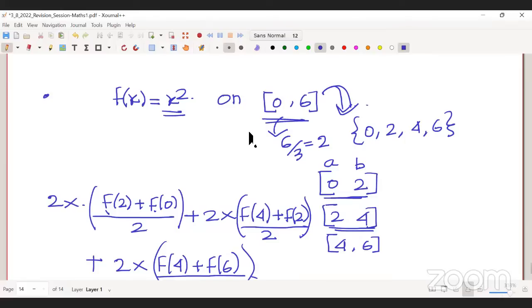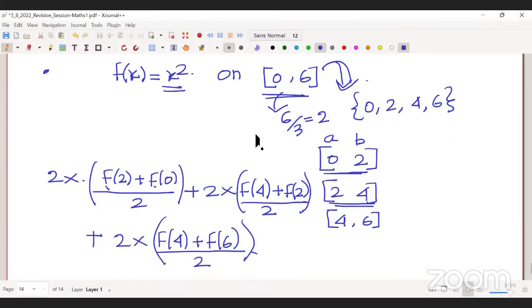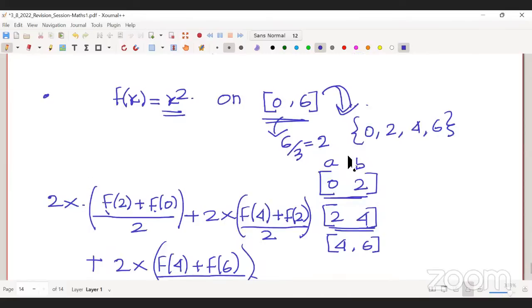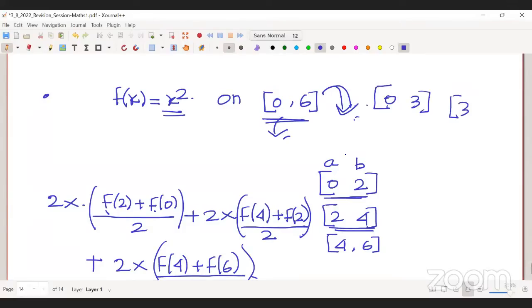This a minus b, that 2 we have calculated. Here it is coming as 2. It can be 3, 4 also. It depends. In the question it was given to partition this interval into 3 subintervals of equal length. But instead of that, if I partition this into 2 subintervals of equal length, what will I get? I'll get 2 intervals: 0 to 3, and 3 to 6.